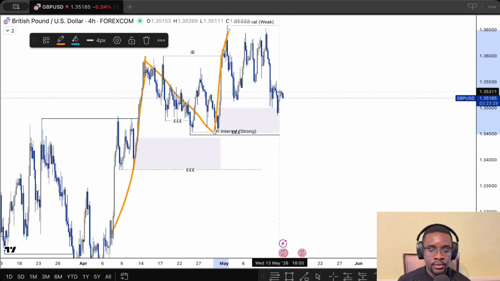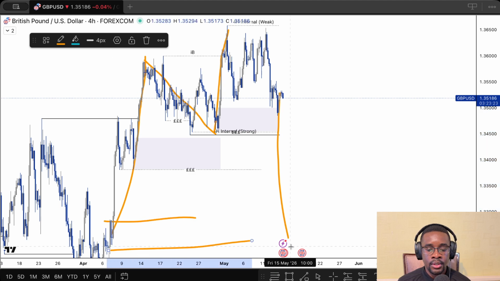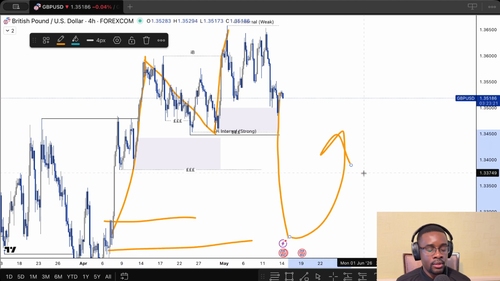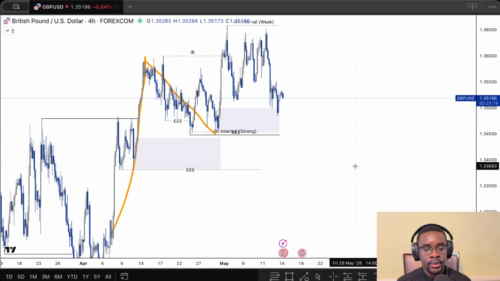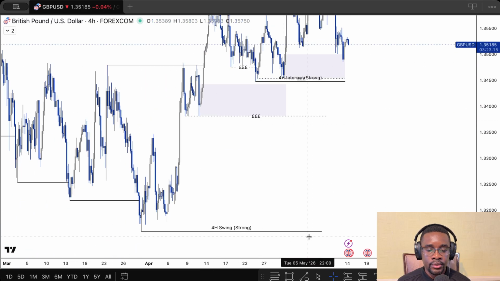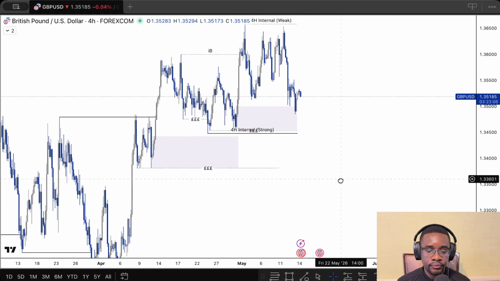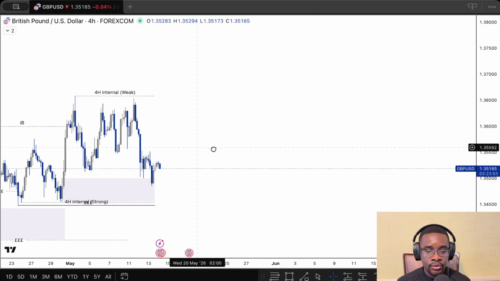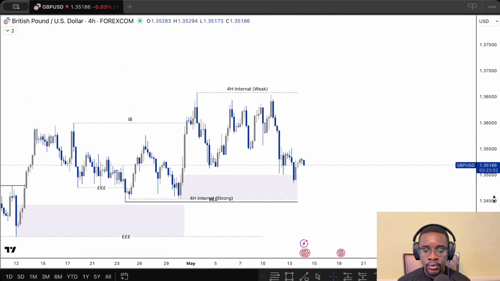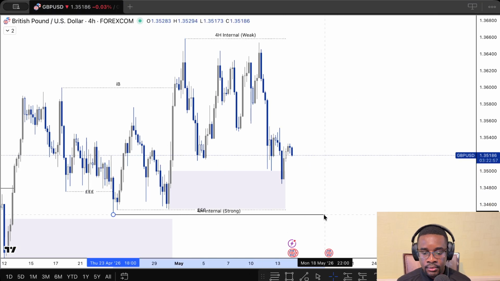My expectation is that price will eventually come all the way down, probably mitigate or fill these areas before continuing to the upside, if it's going to continue with the bullish trend. Because this is my swing range. This is my swing range. But as of now, I'm focusing on this internal range. This internal range.